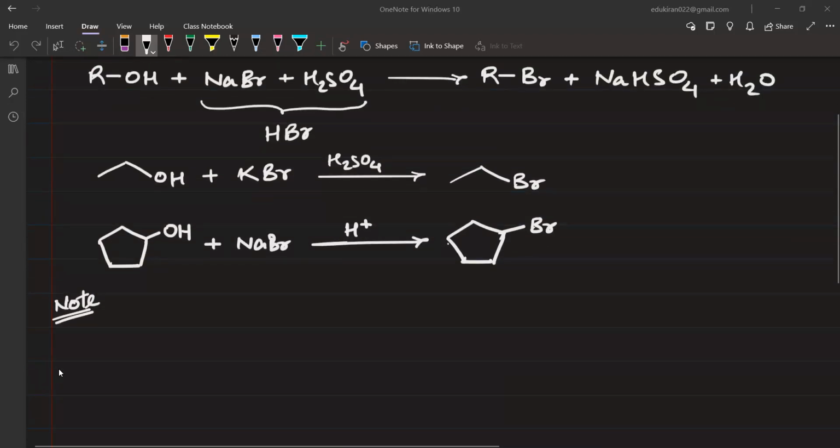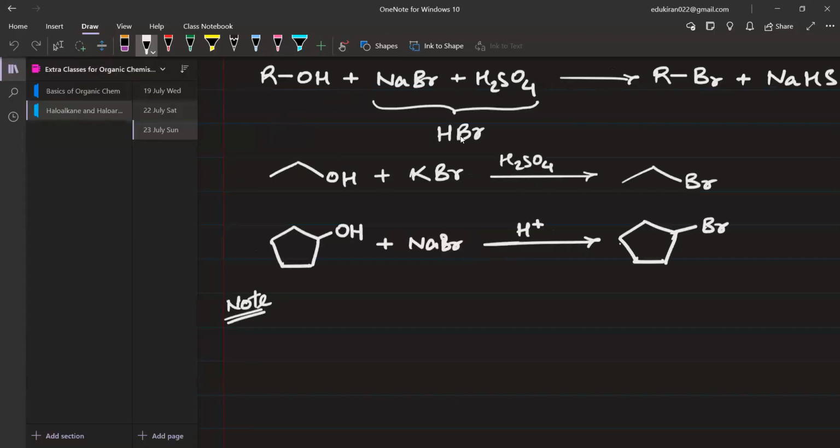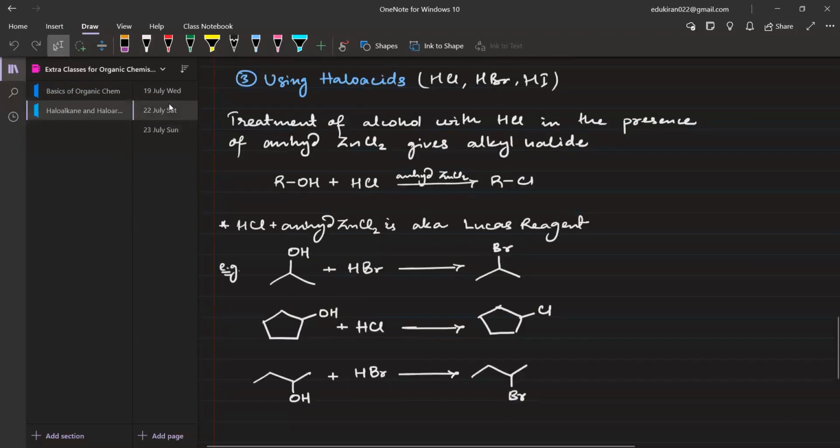Now, HBr is formed when you react NaBr and H2SO4. Got it? And we have seen that HBr reacts with the alcohol to give a haloalkane plus Br like that.